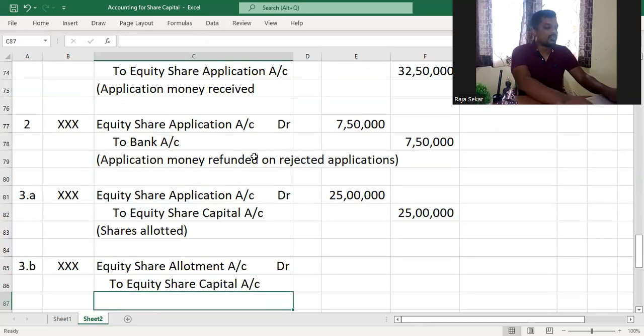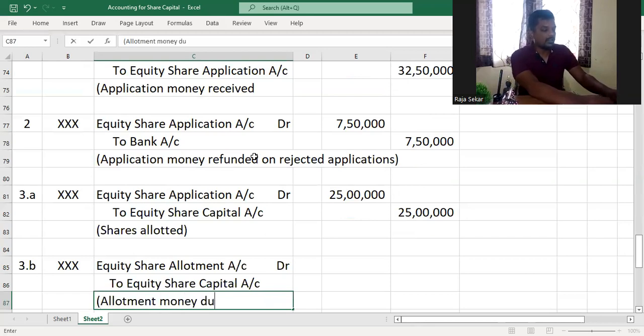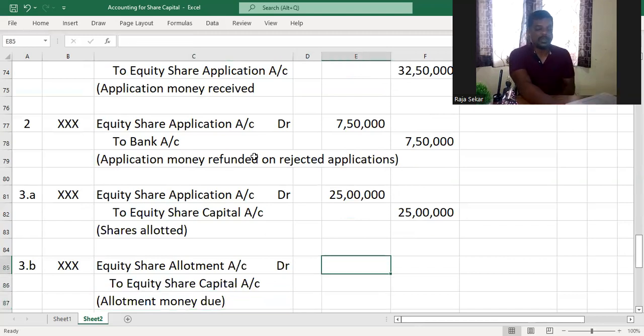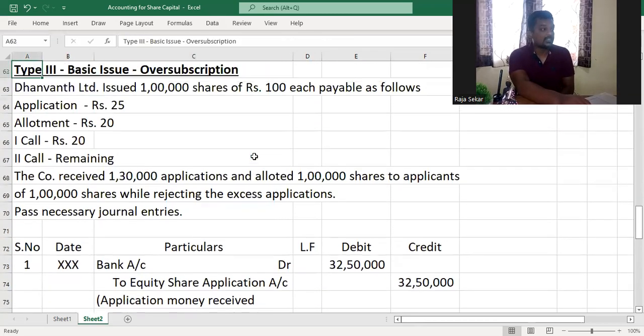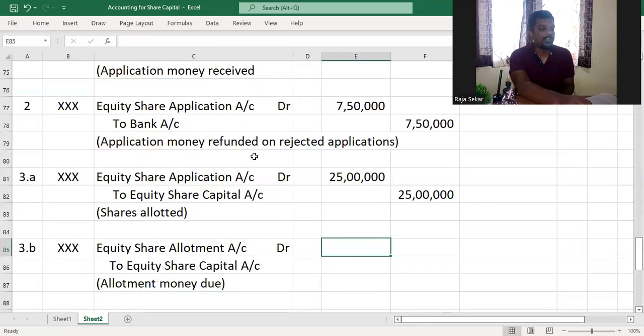The logic behind using these accounts and why it's debited or credited has already been explained by me in the video in which I taught the basic journal entries for accounting for share capital. Allotment money due. How much would that be, my dear children? You got to go and check. You've allotted how many shares? 1 lakh shares. And allotment money that you're supposed to receive per share is 20 rupees. So the total allotment money receivable here would be 1 lakh into 20, that is 20 lakh rupees.